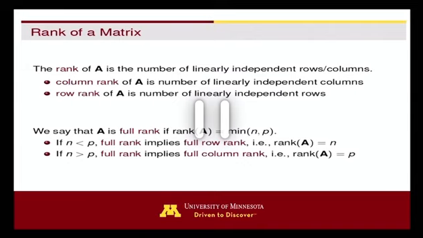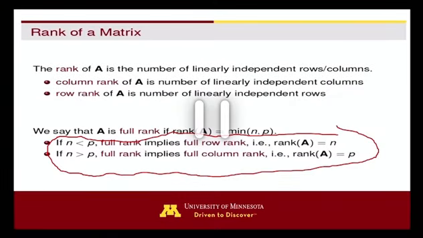If n is less than p, meaning the number of observations is less than the number of features. But let me first look at this in terms of rows and columns. Let me do this so that you can actually see what I'm talking about. Now, if n is less than p, the full rank implies full row rank, and the rank of A is going to be equal to n. So we have a full row rank.